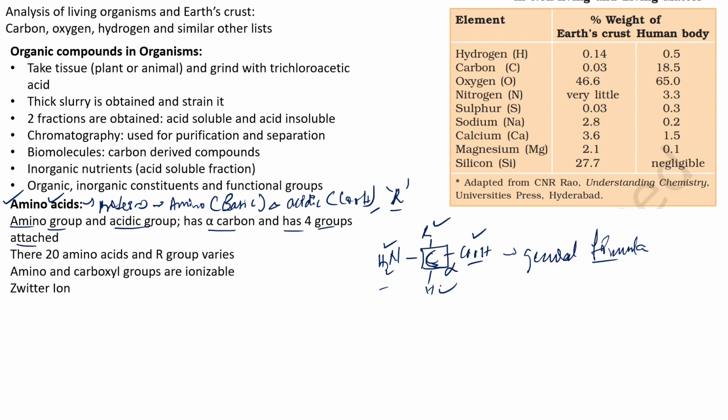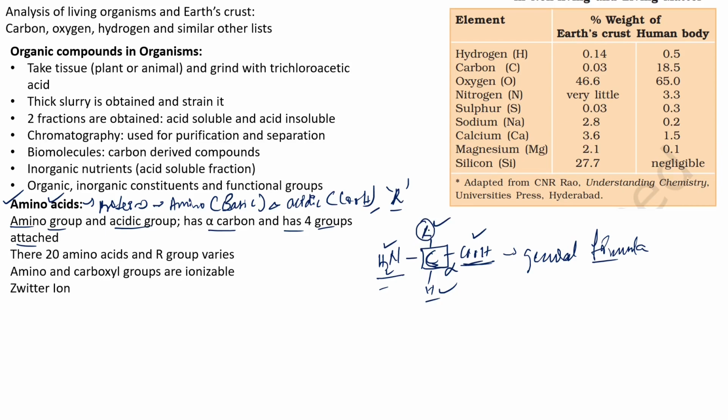For example, the first group you can see over here is the simple hydrogen, and the next one is the amine group, that is the NH2 group, and this group is mainly giving the basic property to the amino acids. And the last one is the carboxyl group, that is COOH, and this carboxyl group is giving the acidic property to the amino acid. And here we have one another group called the R group, right?